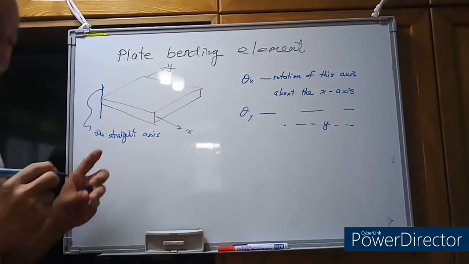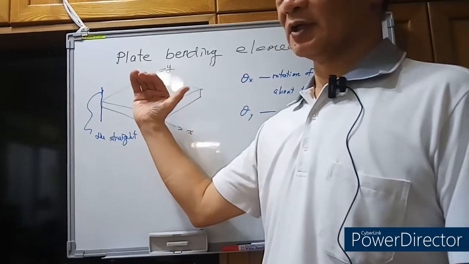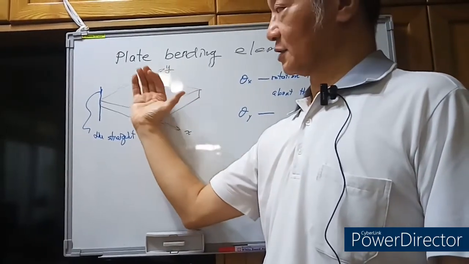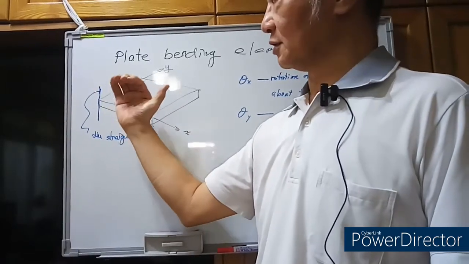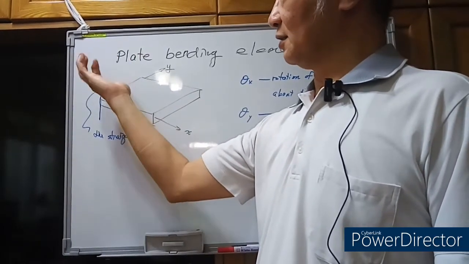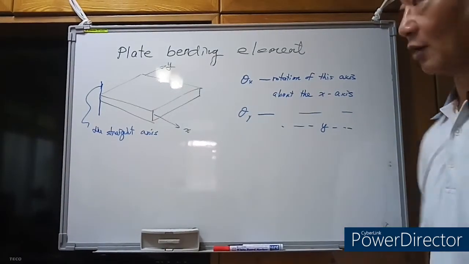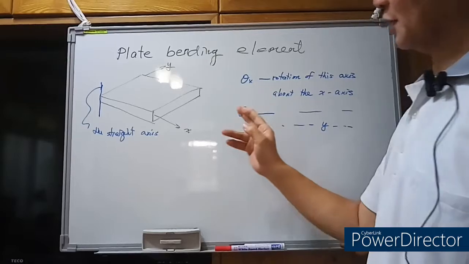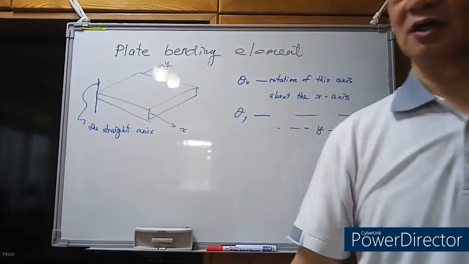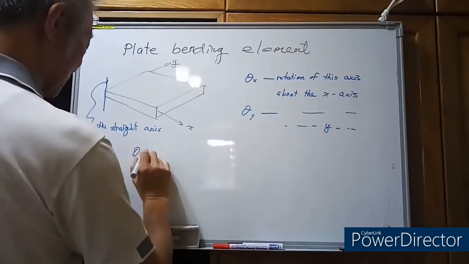We define the two rotations, theta x and theta y, and I will use the right thumb. So theta x means the rotation about the positive x direction, so it will be the rotation in this way. And for theta y, also the right thumb points to the positive y direction, then the rotation will be in this direction. So that's theta x and theta y. And we can use these two rotations to describe the rotations of the straight axis. So we have theta x and theta y.